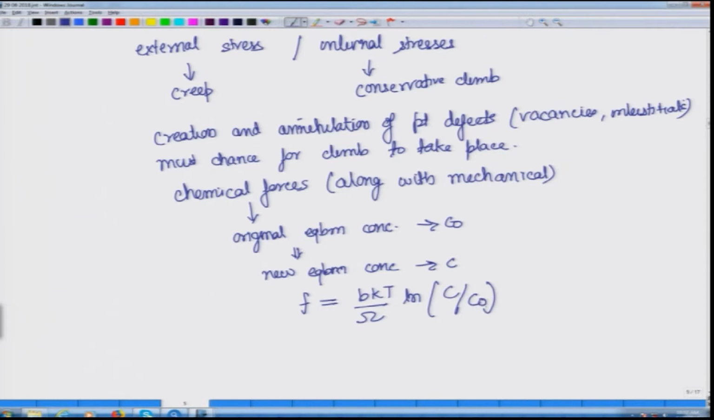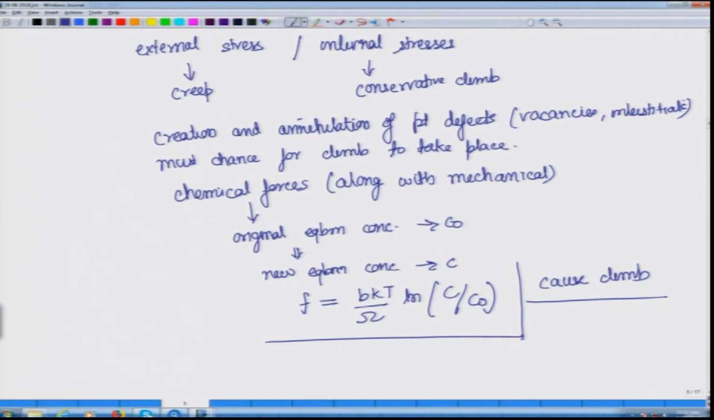So, the chemical forces that are acting, because of which the equilibrium concentration changes from C naught to C, can be given by F equal to B k T by omega ln C by C naught, where omega is the atomic volume, k is the Boltzmann constant, B is the Burgers vector, T is the temperature in Kelvin, and C naught we have defined over here. So, this gives you the chemical forces which will cause climb. This is the fundamental relation for the forces required for the climb motion.